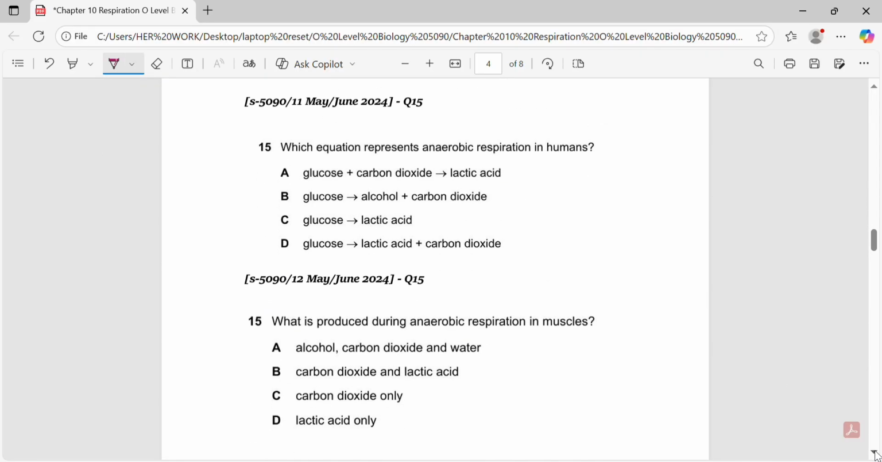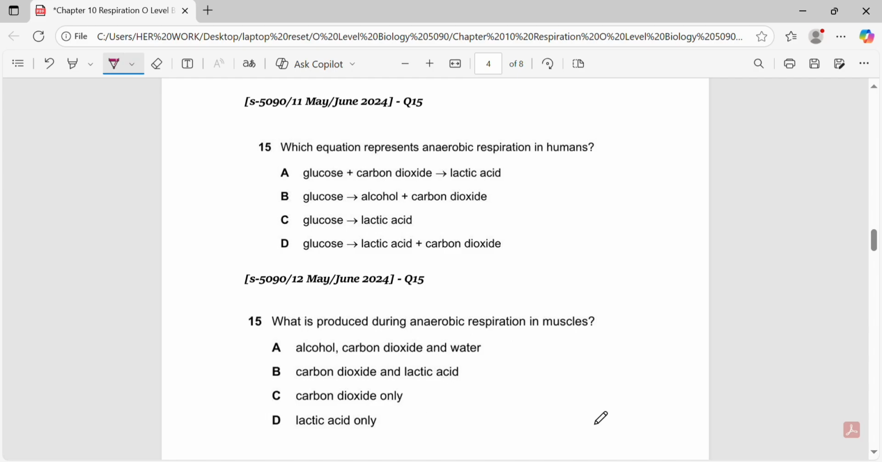Again, we have an MCQ. The question asks, which equation represents anaerobic respiration in humans? To answer this, we begin by recalling what happens when human muscles respire without oxygen. During anaerobic respiration in humans, glucose is not fully broken down. Instead, it is converted only into lactic acid, and importantly, there is no carbon dioxide produced in this process.